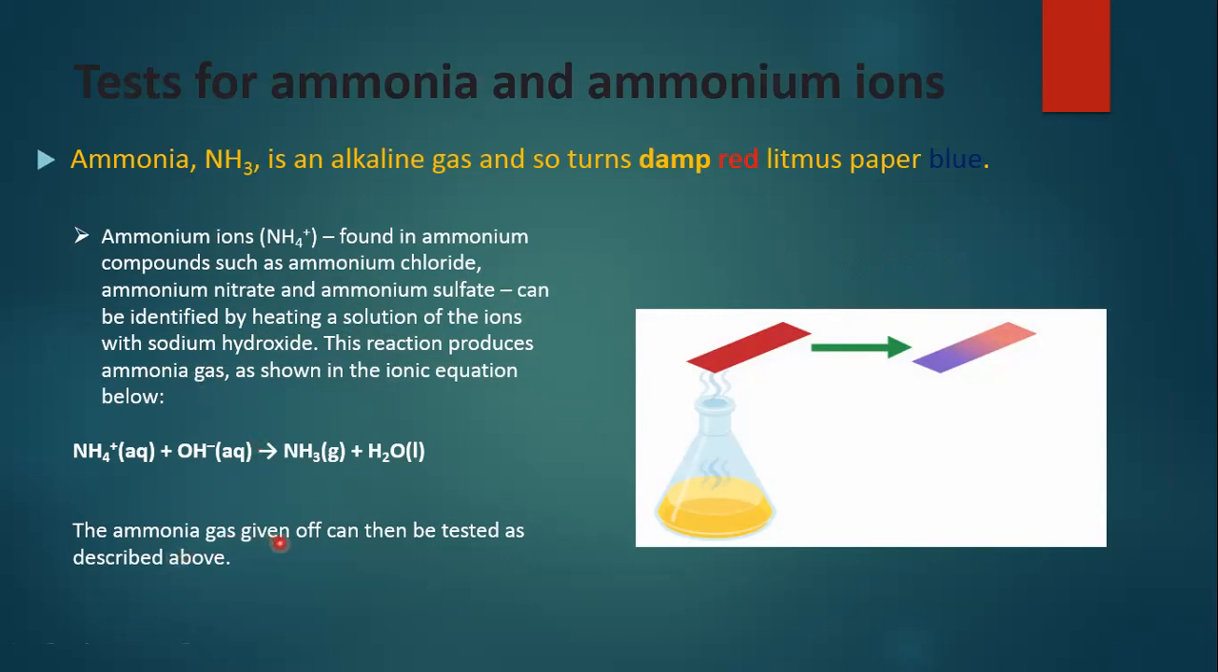So ammonia gas follows this ionic equation: ammonium ions from any ammonium salt and hydroxide ions from the sodium hydroxide or any other alkali form ammonia along with water. The ammonia gas given off can be tested as described above, because it is alkaline in nature and it turns red litmus blue.